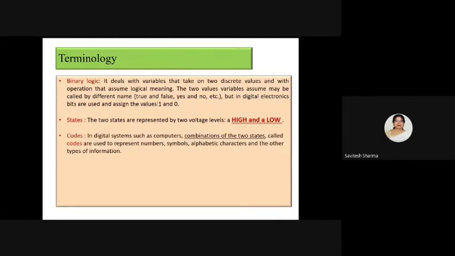Next is codes. We already saw codes in the Hamming code and parity method, which use a combination of bits. If you take only one bit, you are able to represent only two states. With one bit, the maximum number of states you can represent is 2 to the power 1, that means 2.